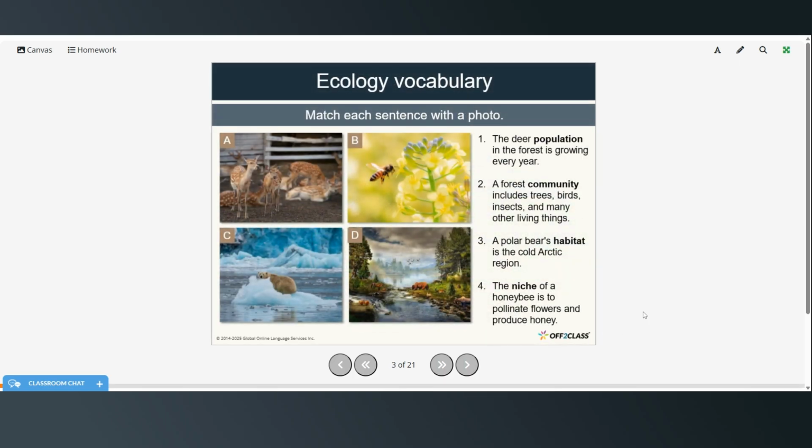Now we're going to try to match each picture with the photo, so you can pause the video and try this on your own, and then restart when you're ready to check your answers.